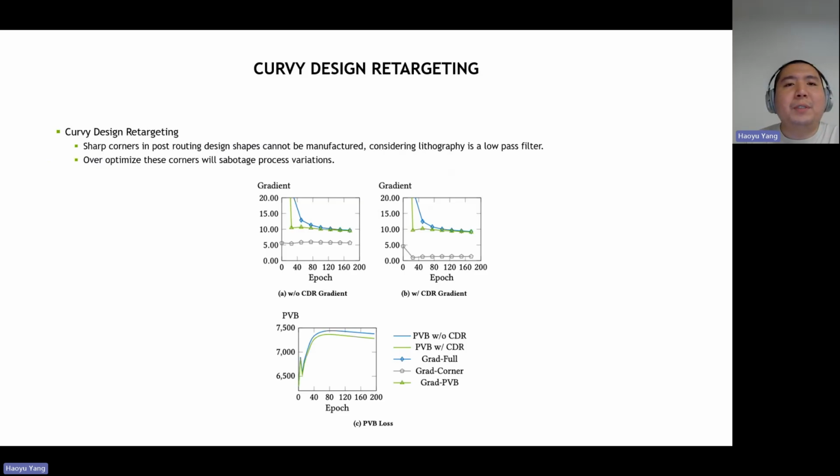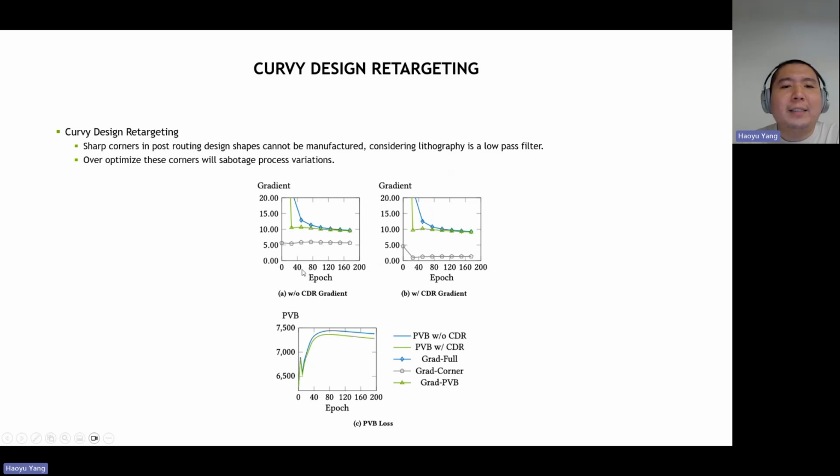The first technique we want to introduce is curve design retargeting. We already talked about how the lithography system is kind of a low-pass filter, which means the sharp corners, the Manhattan shapes in the post-physical implementation, all of those sharp corners cannot be manufactured, no matter how hard you try to optimize your mask, because the sharp corners will never be achievable by the lithography system. But in past works, they didn't realize this fact, and over-optimizing those corners will sabotage the whole process variations. I put a very simple example and drew a curve on some simple design.